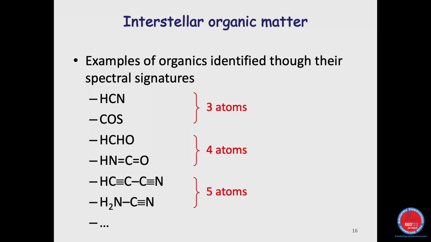I took some examples of molecules that are found in this structure. We have hydrogen cyanide, carbonyl sulfide, formaldehyde, hydrogen cyanate, cyanoacetylene, cyanamide. These compounds may have a very important role in the development of prebiotic chemistry. There are many more, but I only mentioned these.